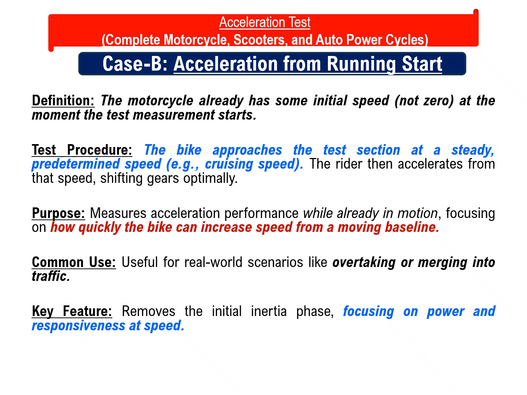Unlike case A, that is acceleration from the standing start, in case of running start, the motorcycle already has some initial speed at the moment the test measurement starts. The bike approaches the test section at a steady predetermined speed, that is cruising speed. The rider then accelerates from that speed, shifting gears optimally.